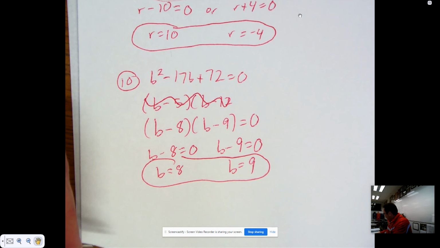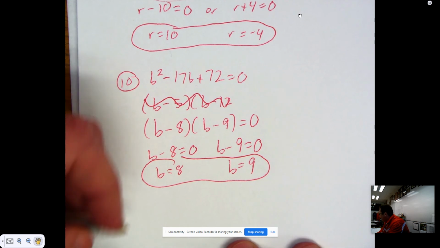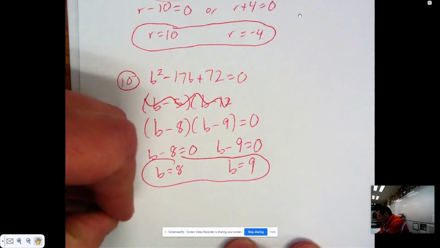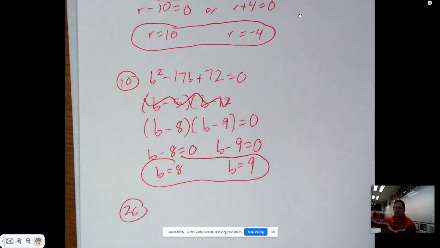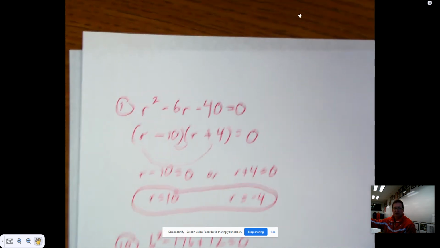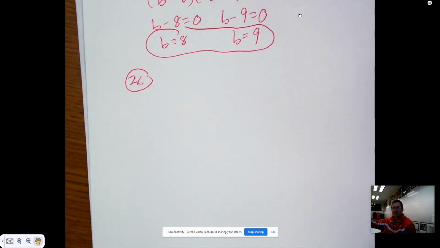Let's do another one. How about, let's pick one where all the signs are positive. Maybe 26. Okay, on number 26. Get the camera set up for you here.